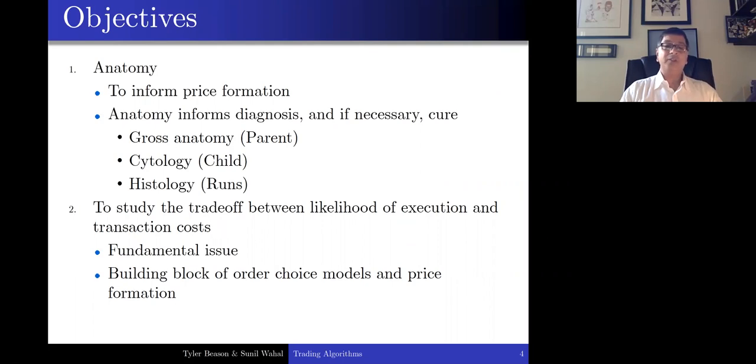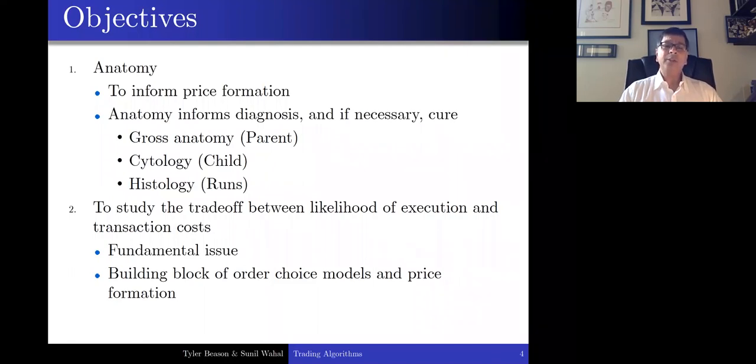The first part of this paper is very similar to that, in the sense that what we are trying to do is lay out the anatomy of trading algorithms, buy-side trading algorithms. It's important because certainly if you think there are problems with the market, then anatomy informs diagnosis. And if you're going to suggest cures, then you can't do cures without diagnosis. That part of the paper I'm going to break up roughly into three parts.